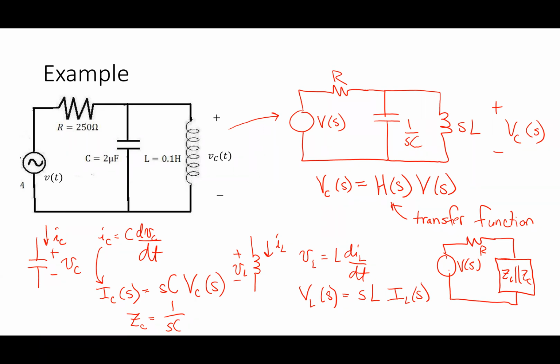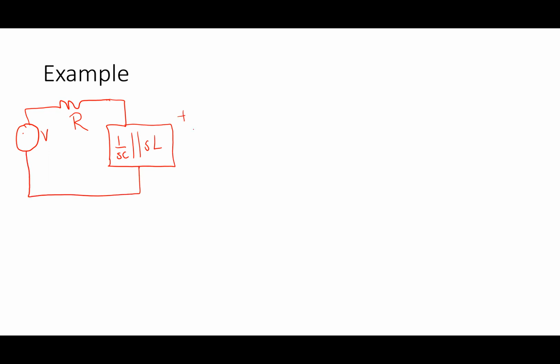So I want to find the transfer function. Basically, it's going to be the voltage divider relationship that helps me get from V of s to VC of s. So here's V, here's R, and here's 1 over sC in parallel with sL.